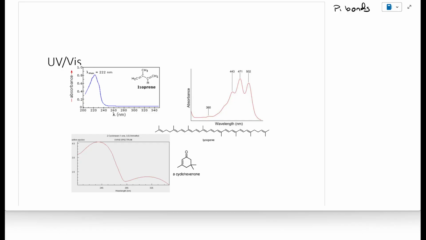In organic chemistry, we're going to use it to talk about conjugation, really just one specific area of chemistry, the concept of conjugation. So let's take a trip over here for a minute and talk about pi bonds. So pi bonds are carbon-carbon double bonds.